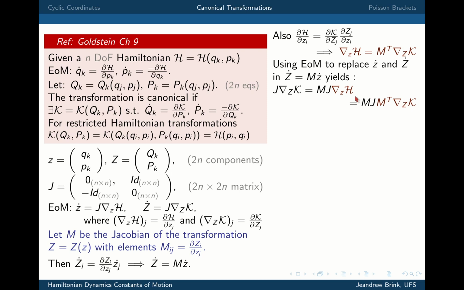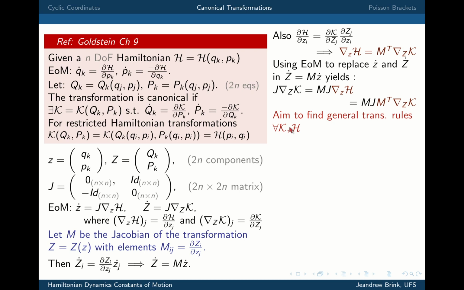Okay, so I've basically replaced this guy over here with that guy over there, and so I have M J M transpose times the gradient of little z of k equals J times the gradient with respect to big Z of k. And what we now want to do is find the most general rules of the transformations that does this, and we want the rules to be valid for all K and H.